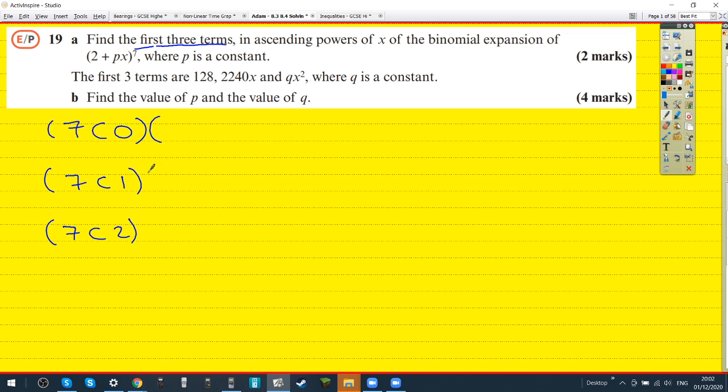And then brackets, 2 to the power of 7, 2 to the power of 6, 2 to the power of 5. And then it's px to the power of... Yep, so px to the power of 0, and then px to the power of 1 and px to the power of 2.